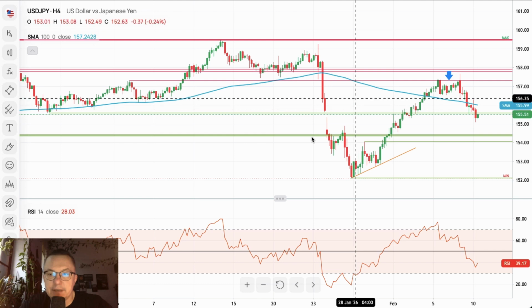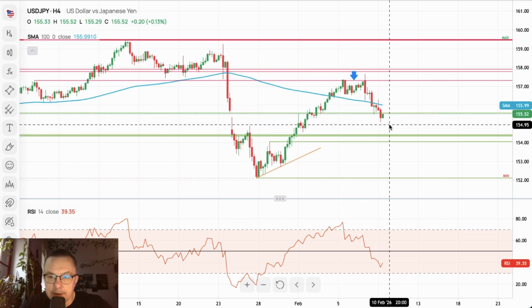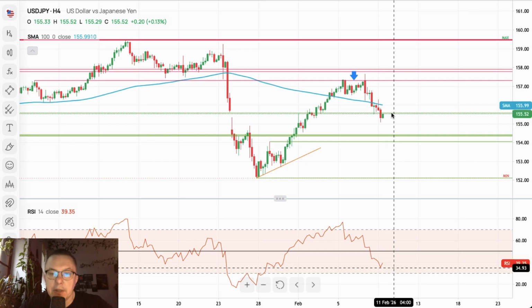US dollar versus the Japanese yen, clear rejection, clear movement to the downside back below the 155.57 technical support. Next level 154.44. With this kind of momentum, there is room to the downside here on the price chart. There is room to the downside here on the RSI chart.